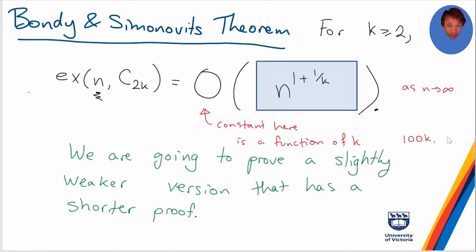I think in their original paper it was like 100 times k or something, but I might be mistaken. Since their paper, which I think was from the 70s or something, people have whittled down the constant factor here. I'm not sure what the record is now, but I think it's about 6k or something like that. I'm not exactly sure.